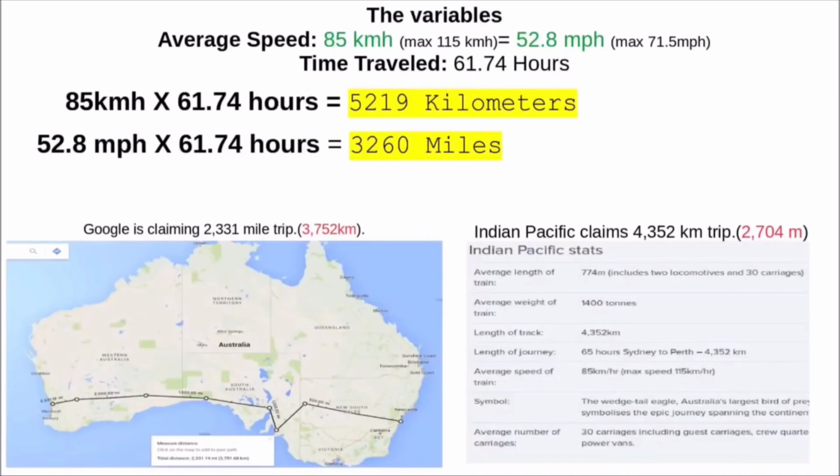So Google says 2,331, 3,750. Indian Pacific says it's longer. They're saying how many miles? 2,670 miles, 4,352 kilometers. Okay. So that's a lot more, but I think it's even higher. It takes skill to trip over flat surfaces. I don't know why that's in there, but it's funny. I have seen people trip on flat surfaces. It's inexplicable.